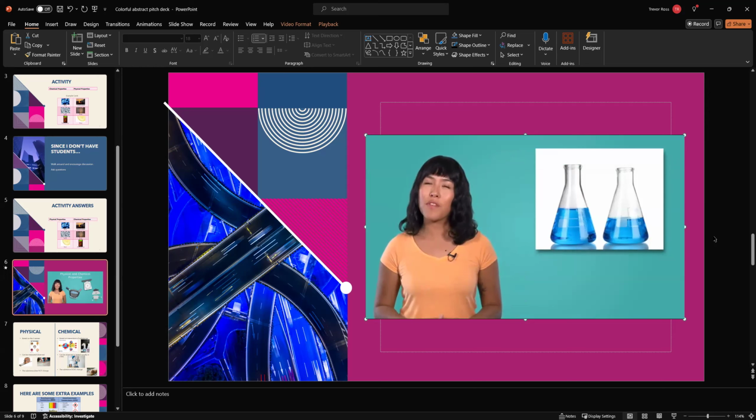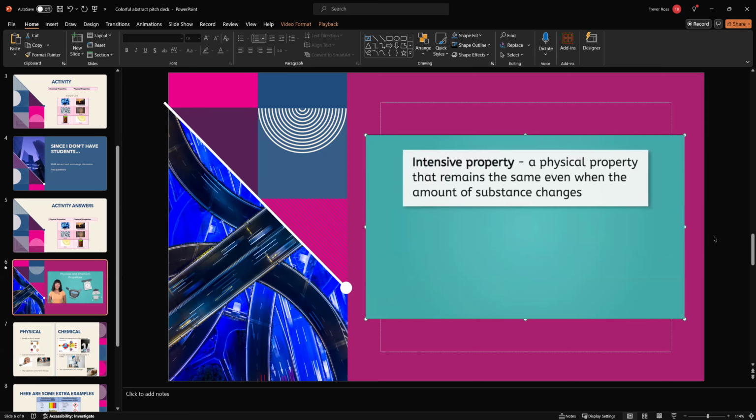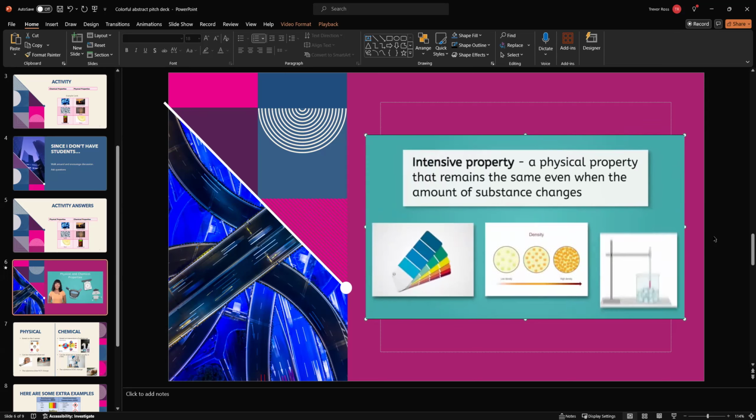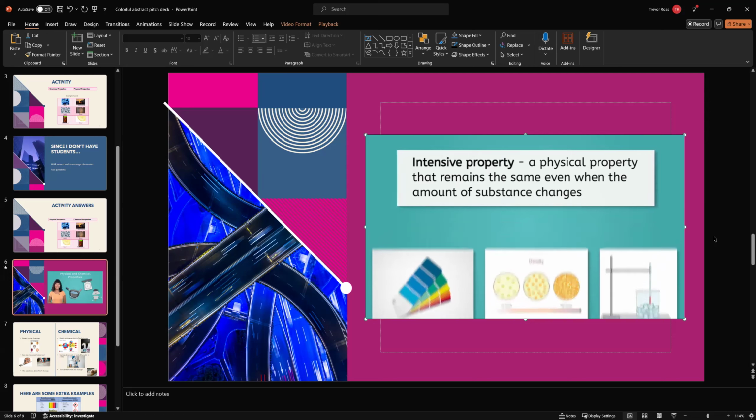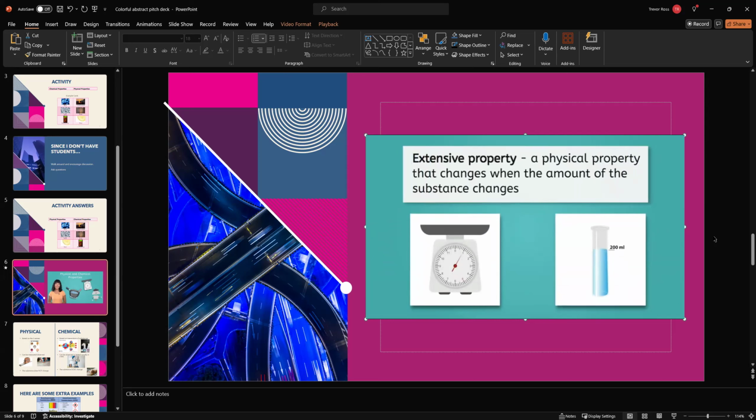Color is a specific type of physical property called an intensive property, while volume is an extensive property. All physical properties are either intensive or extensive properties. Intensive properties are properties such as color, density, and freezing point. These are all properties that remain the same no matter how much of the substance is present. On the other hand, mass and volume are examples of extensive properties. These are properties that depend on the amount of the substance and will change accordingly.